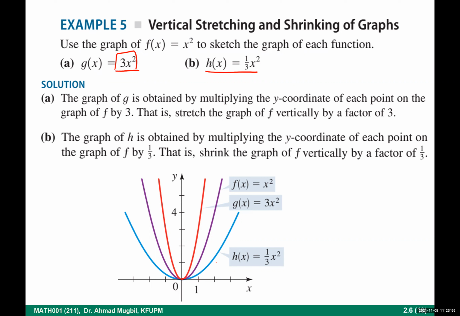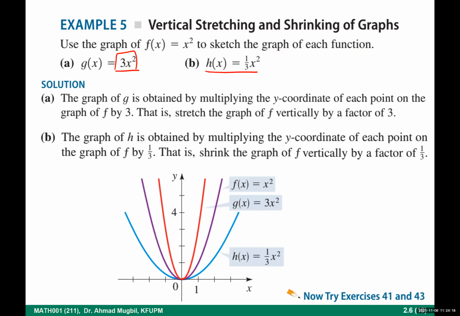In fact, as I will show you later, when we have horizontal shrinking and horizontal stretching, this graph is wider now. So it is horizontally what? Stretched. And the red one is horizontally shrunk. It will be the opposite in that case for this function, especially for x squared.